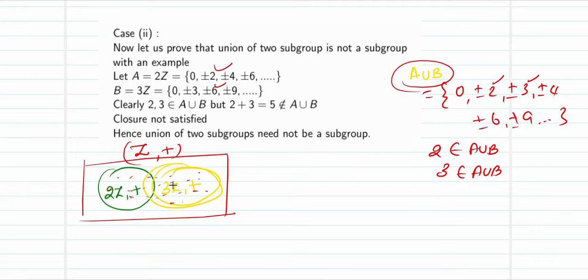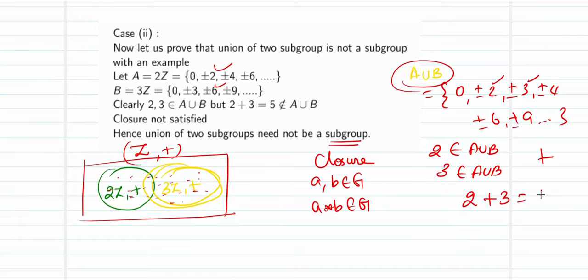Now if it is going to be a subgroup, then all the properties of a group have to be satisfied. First thing to be satisfied is going to be closure. What do you mean by closure? Whenever you have A comma B belonging to your G, your A star B must also belong to G. The binary operation over here is going to be addition. So what will happen to 2 plus 3? 2 plus 3 is going to be 5. But do I find a 5 over here in this combination? No, I have plus or minus 2, plus or minus 3, plus or minus 4, and then comes plus or minus 6.